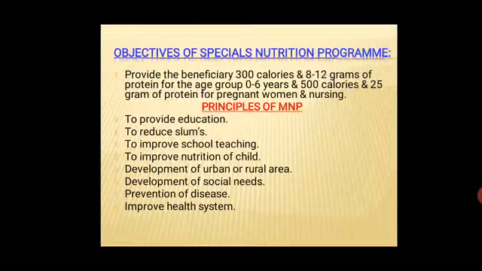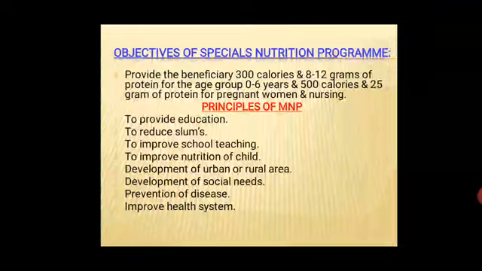Next, other objectives of the special nutrition program. The special nutrition program provides for beneficiaries nutrition of about 300 calories and 8 to 12 grams of protein for the age group of 0 to 6, and 500 calories and 25 grams of protein for pregnant and nursing women. From this, it is clear that the special nutrition program is focused on giving nutrition to children between the age group of 0 to 6 and also pregnant women. The calories and grams of protein are arranged on the basis of their needs.